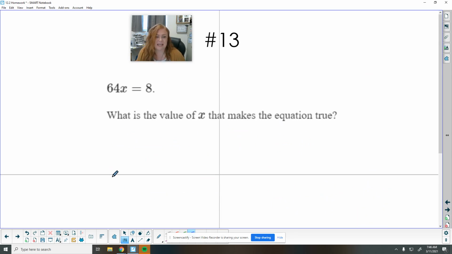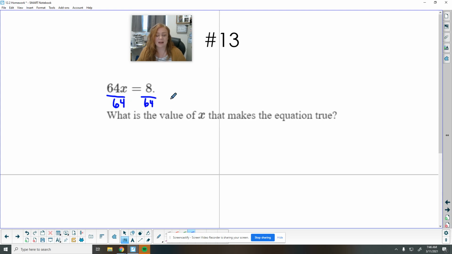Okay, number 13. We've done some of this today, so this should be pretty quick. What is the value of x? So we want to get x by itself. This says that we're going to times by 64. So the opposite of times by 64 is to divide by 64. So 8 divided by 64.